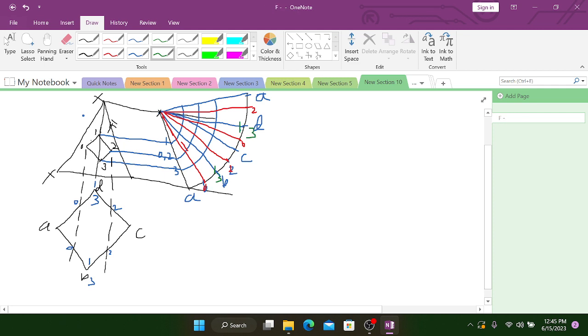Then let's see 0 and 0. This is 0 and here 0 is coming. So this is 1 point. Then 3, 1 and 1. This is 1 and 1. So this 1 is coming through here and this 3 is coming through here. Then 2 and 2, this one. Then 3 and 3, this one.